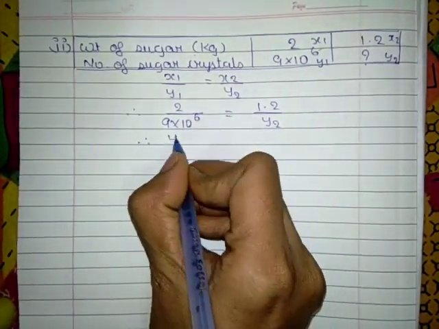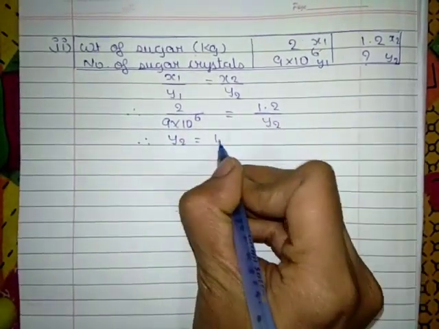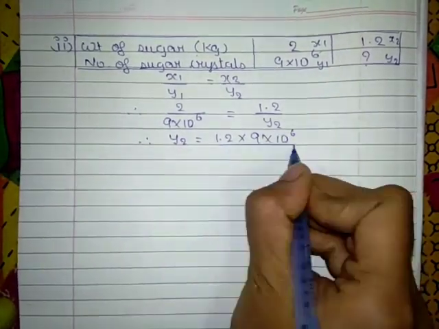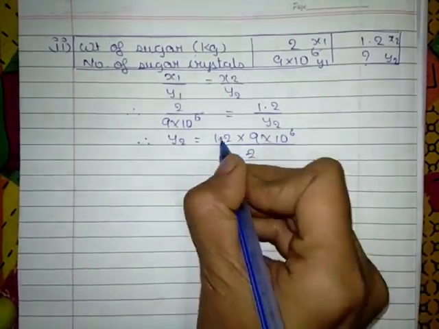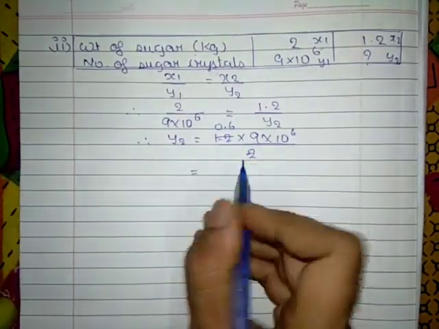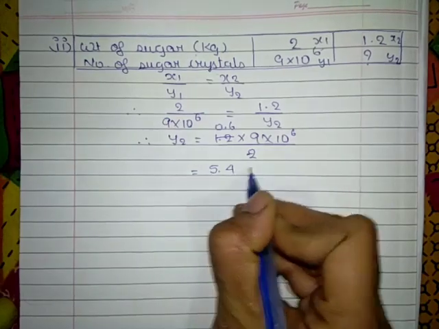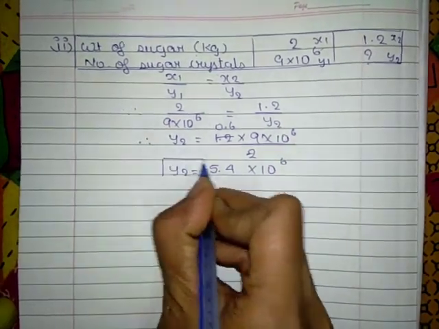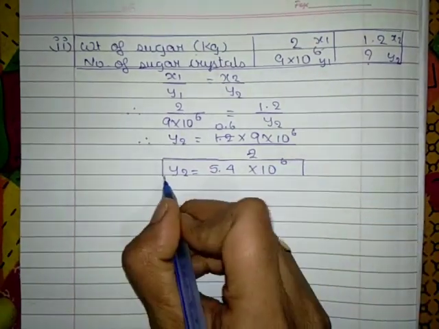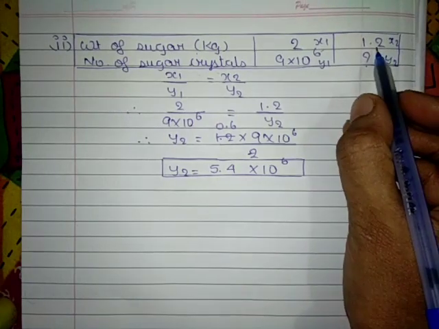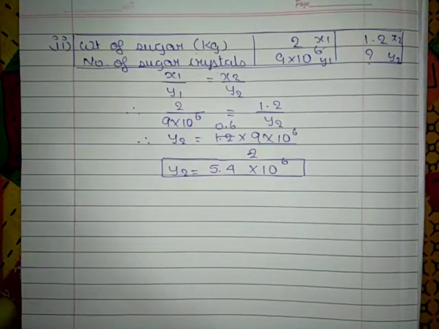If we cross multiply, y2 will be equal to 1.2 multiplied by 9 multiplied by 10 raised to 6, divided by 2. 2 sixes are 12, so 1.2 divided by 2 is 0.6. 9 multiplied by 0.6 will be 5.4 multiplied by 10 raised to 6. So y2 will be equal to 5.4 multiplied by 10 raised to 6 number of crystals when the weight of the sugar is 1.2 kg.